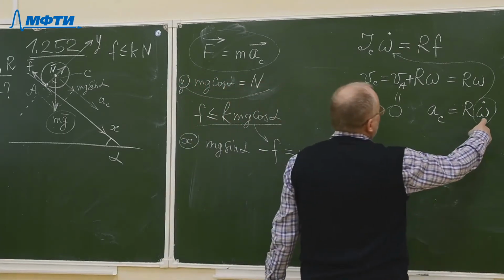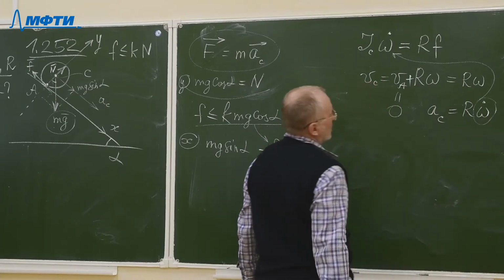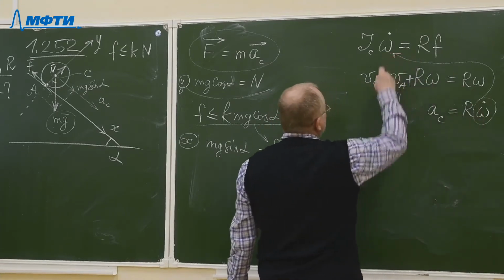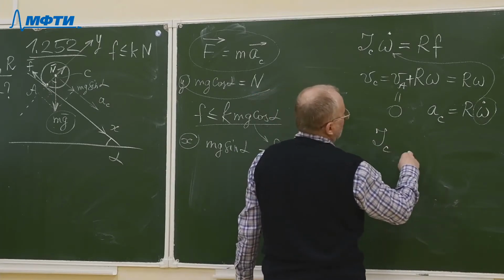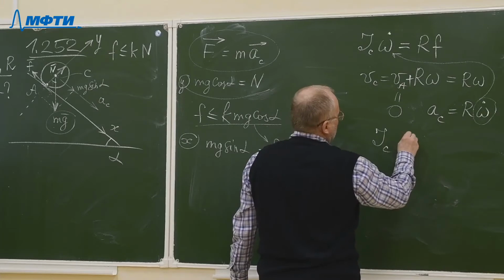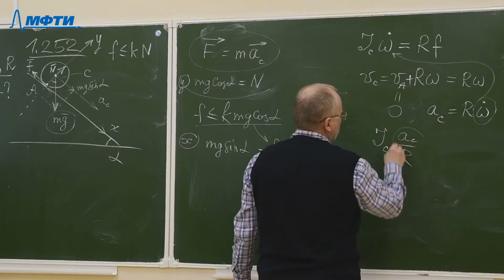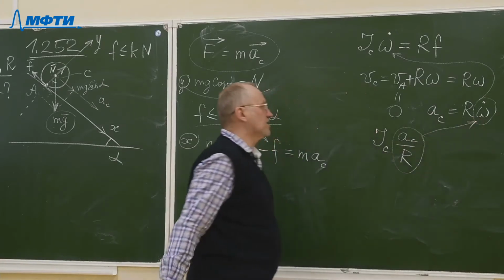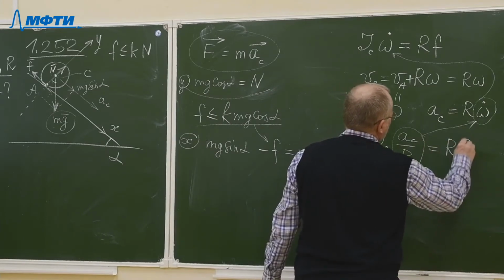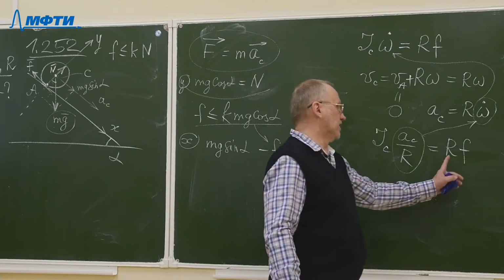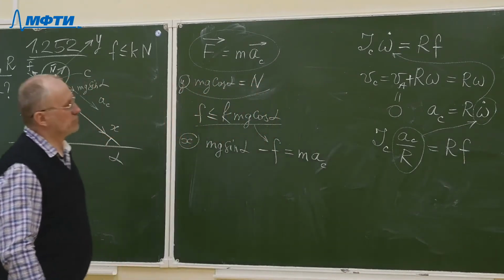So that I can take this quantity from this equation and substitute it here. I will obtain moment of inertia with respect to the center of mass times acceleration of the center of mass divided by r. That is omega dot. And that will equal r f, the arm of the force of friction times force of friction, the torque of external force.